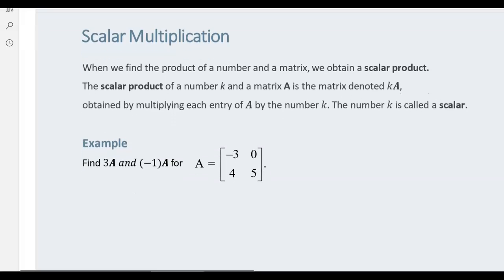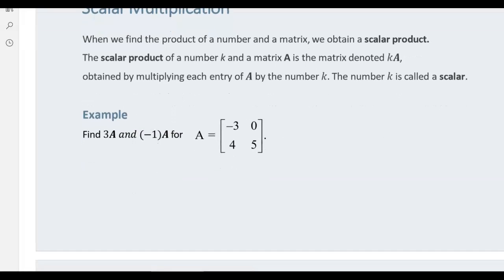Scalar multiplication is just taking an existing matrix and multiplying every single entry by a number. So 3 times the matrix A is going to take each entry and multiply them all by 3. Negative A would be multiplying every entry by a -1.